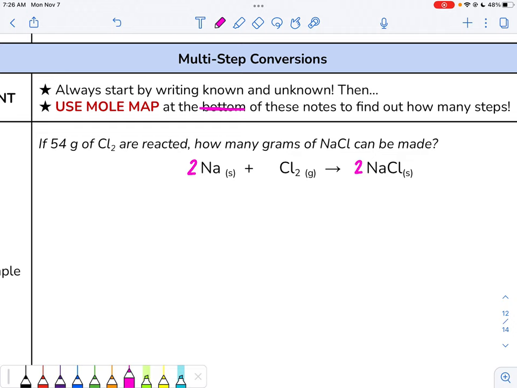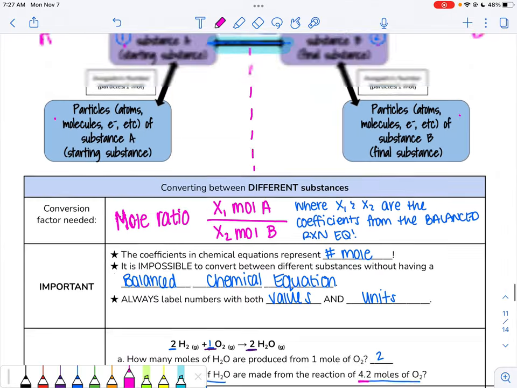So let's start out by identifying our question. If 54 grams of Cl2 are reacted, how many grams of NaCl can be made? So what's my known? Well, I have 54 grams of Cl2. What am I being asked to find? I want to convert this value to how many grams of NaCl can be made. So I need ? grams of NaCl. All right. So I am starting out with mass of one substance and converting to mass of another substance.